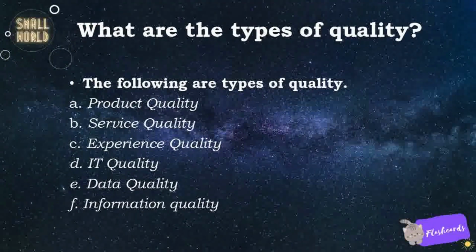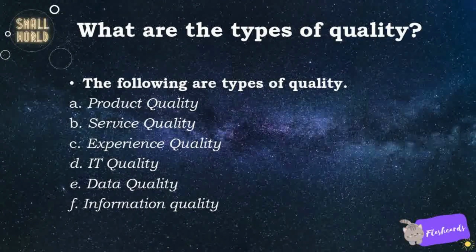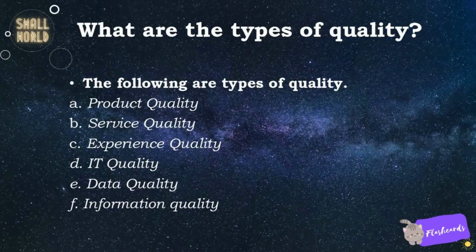What are the types of quality? The following are types of quality. A. Product quality. B. Service quality. C. Experience quality. D. IT quality. E. Data quality. F. Information quality.